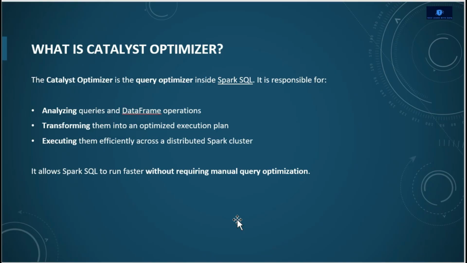So the first question is, what is the Catalyst Optimizer? The Catalyst Optimizer is like a query optimizer inside Spark SQL. It is responsible for analyzing your queries and DataFrame operations, transforming them into an optimized execution plan, and then executing those queries efficiently across a distributed Spark cluster. It allows Spark SQL to run faster without requiring manual query optimization. So you have understood the basic idea of what the Catalyst Optimizer is.